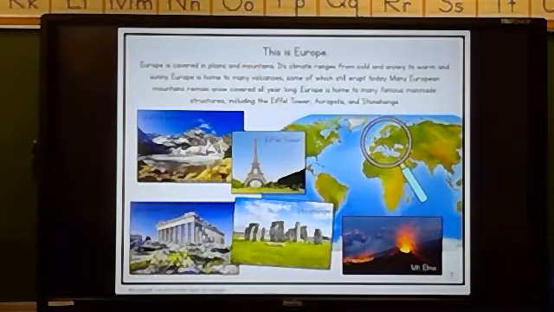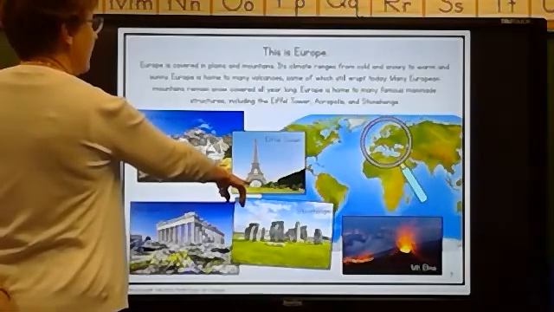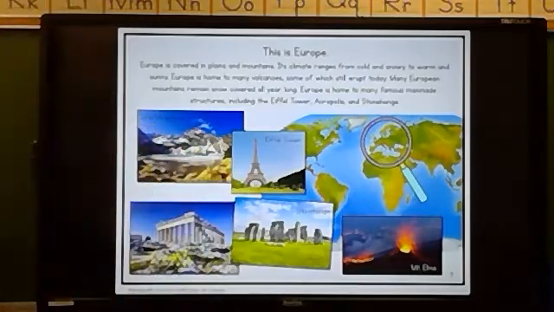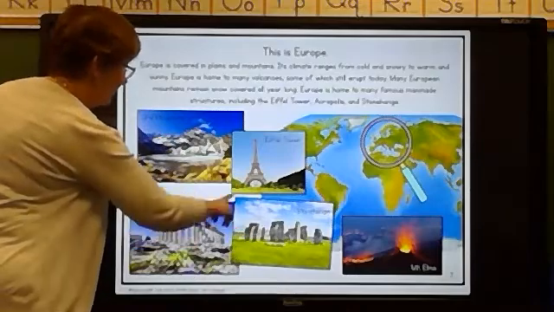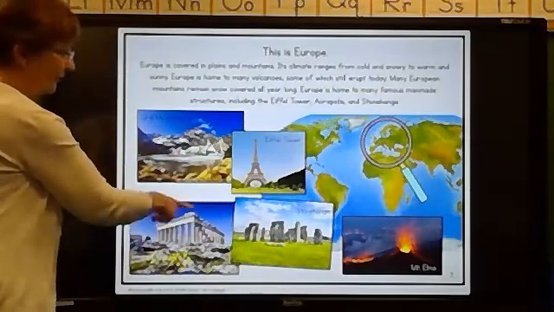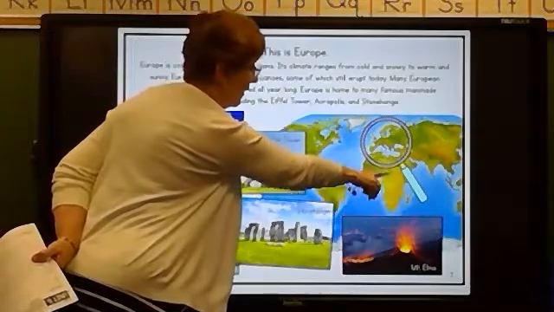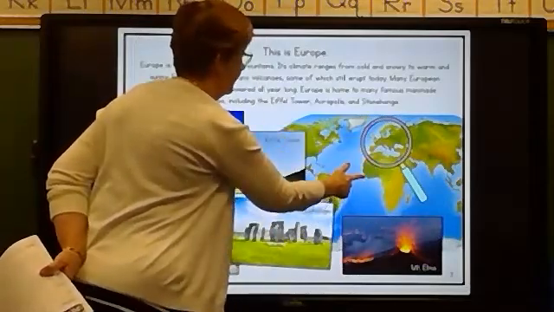Europe is home to many famous man-made structures. We talked about this one in our lesson about man-made structures, including the Eiffel Tower, Acropolis, and Stonehenge. There we have some man-made structures. We have some landforms. And remember, in the middle is Africa. Above Africa is Europe.